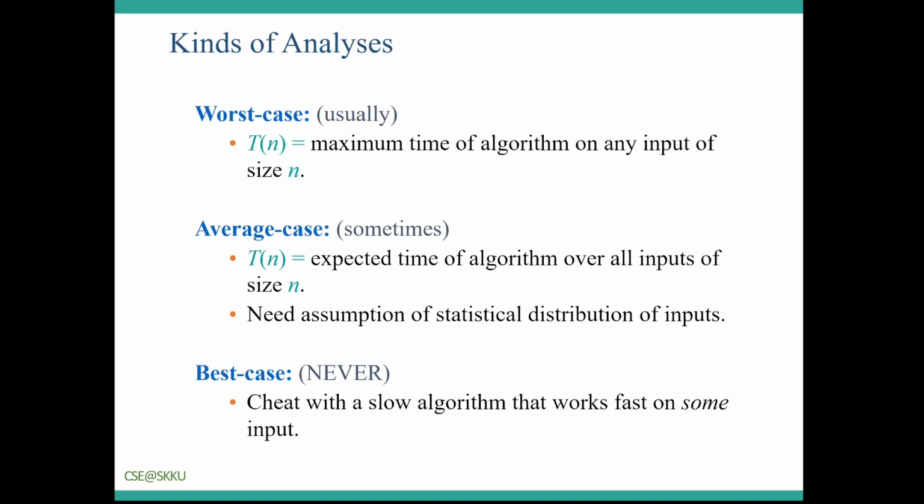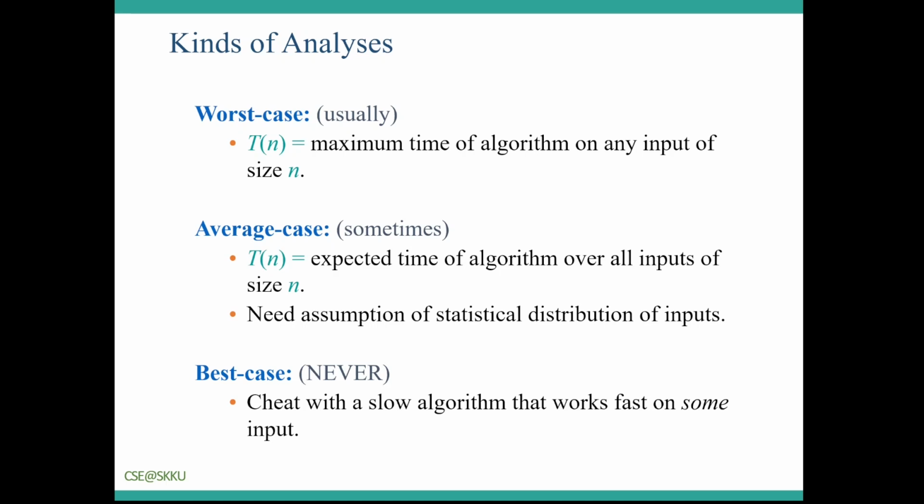The second case is the analysis of the average case. This shows the expected running time over all possible inputs, but it requires assumptions about how the inputs are distributed, which can make it harder to calculate. We need to have the assumption of input distribution.